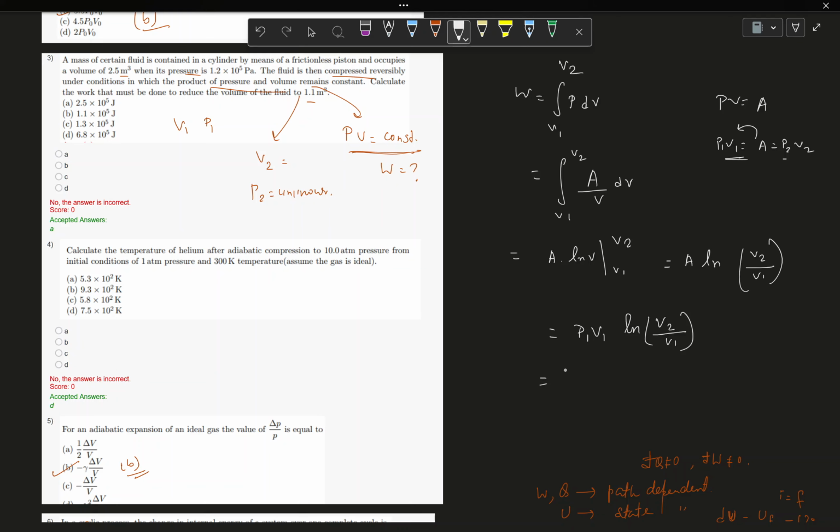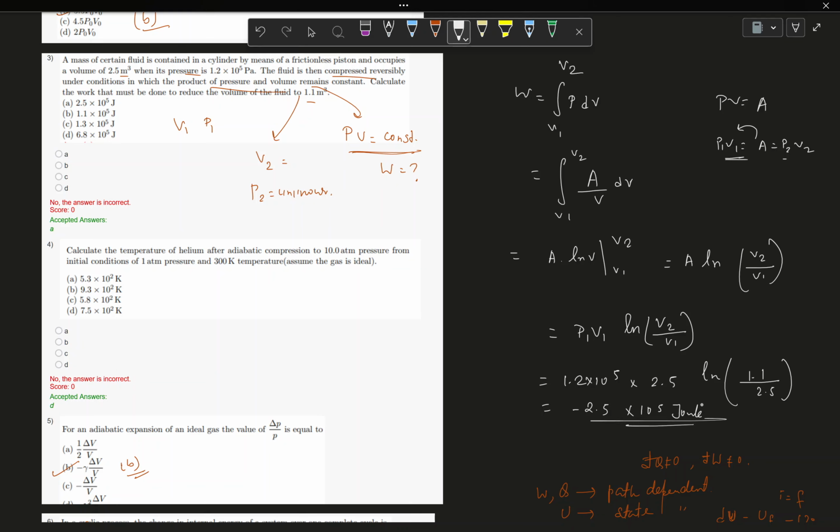So the values will be like P1 is 1.2 into 10 to the power 5 Pascal into V1 is 2.5 meter cube into ln of V2 is 1.1 by 2.5, and if you take your calculator you will get a value of minus 2.5 into 10 to the power 5 joule.